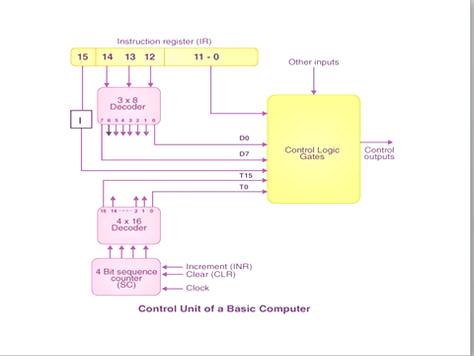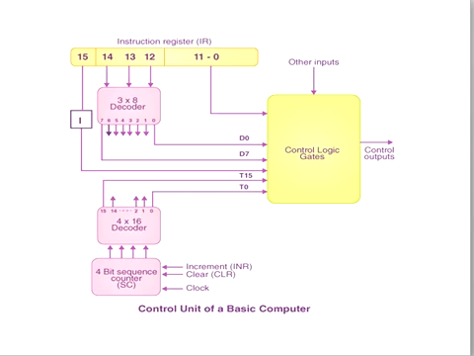The inputs to the decoder are the 3 bits of the opcode. Here bits 12, 13, and 14 are given as input to the decoder, and the size of the decoder depends on the inputs. If n inputs are given, it produces 2 power n outputs. Here we have taken 3 inputs, so it produces 2 power 3 outputs, that is 8 outputs. The decoder produces 8 outputs as D0, D1, D2, and so on up to D7. Those outputs are passed as input to the control logic gates.